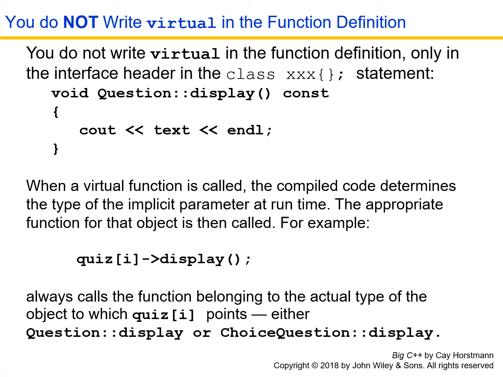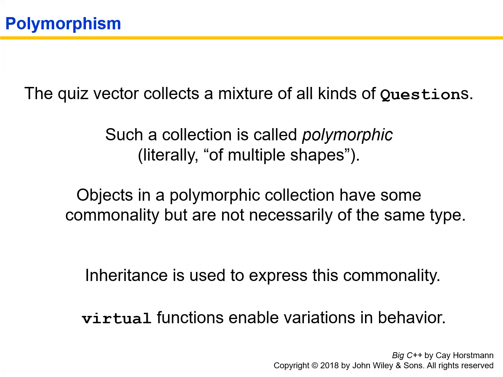When a virtual function is called, the compiled code is going to determine what type the pointer is pointing to at runtime, and the most appropriate override function is called. So quiz at I arrow display is going to check whether quiz at I is pointing to a question or a choice question, and it's going to call the appropriate function, which is what we want it to do. So the quiz vector is now set up to collect a mixture of all kinds of questions.